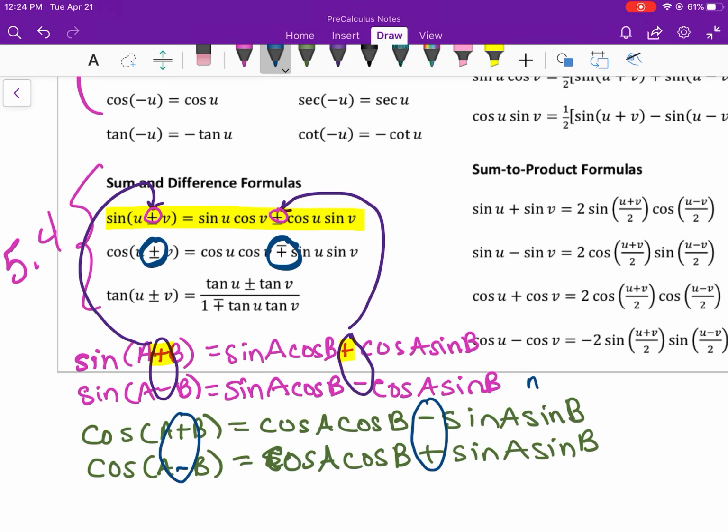If I want to find the cosine of u minus v, the minus sign right here is on the bottom. So when I write out my formula, I have to use the bottom sign here, which is the positive sign. Again, just keep your signs straight and you should be okay.